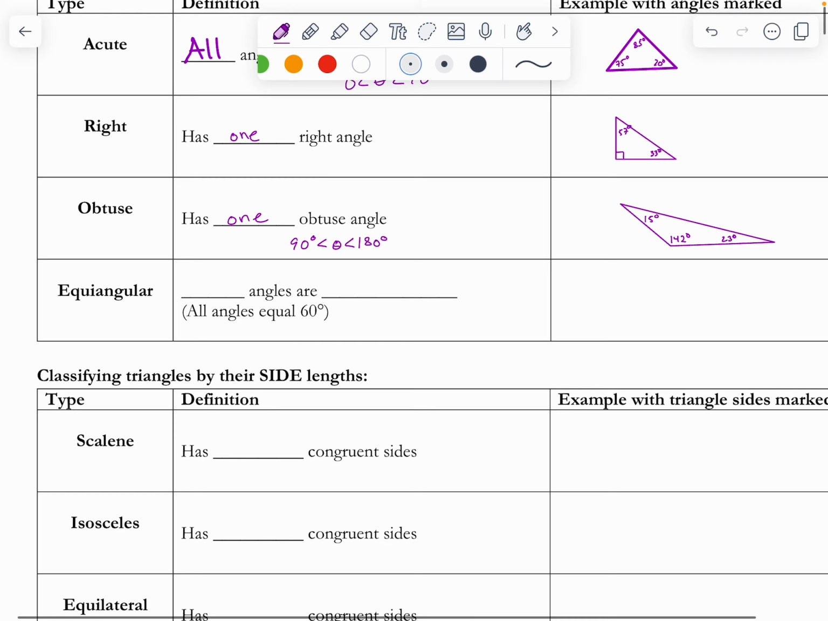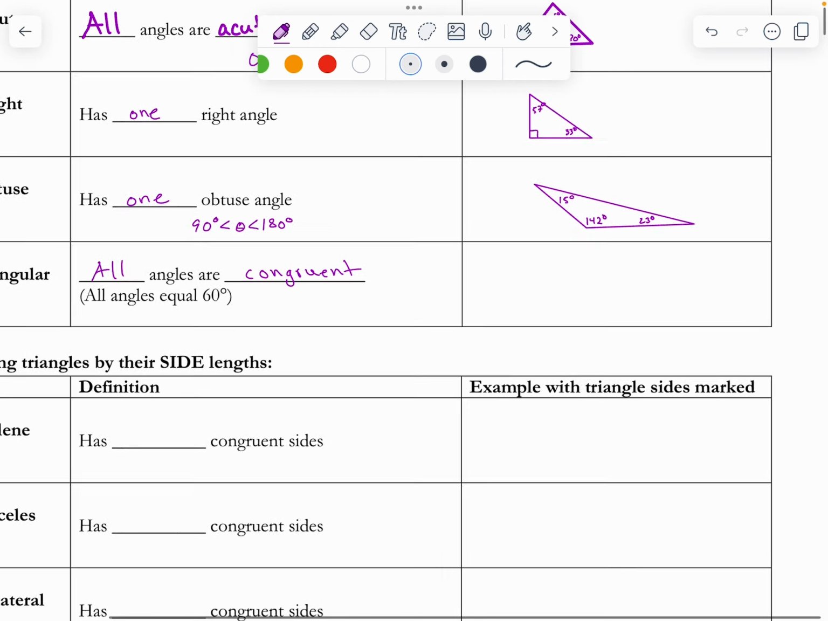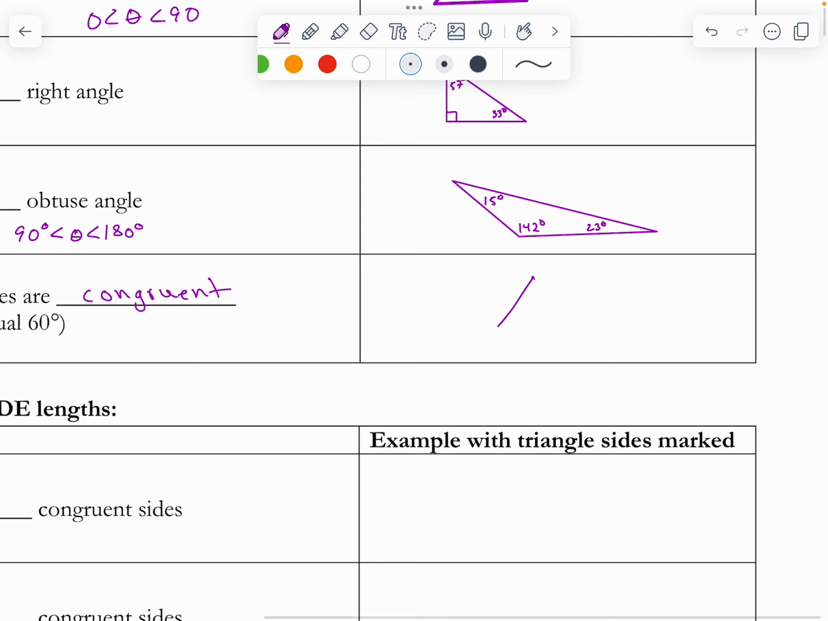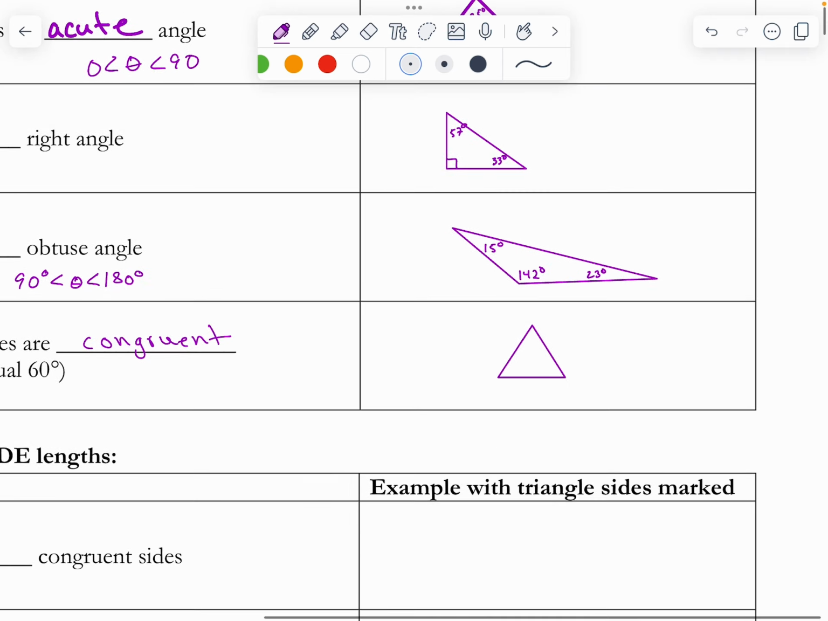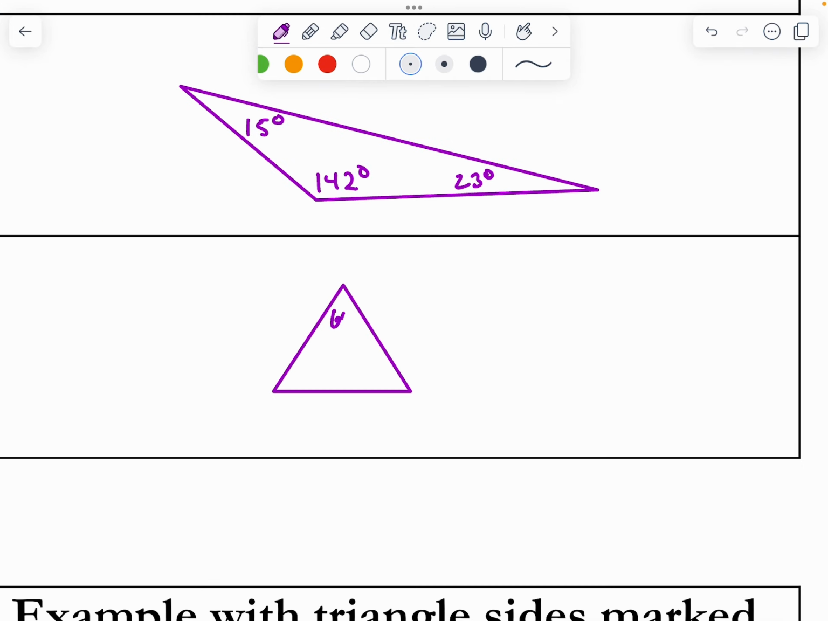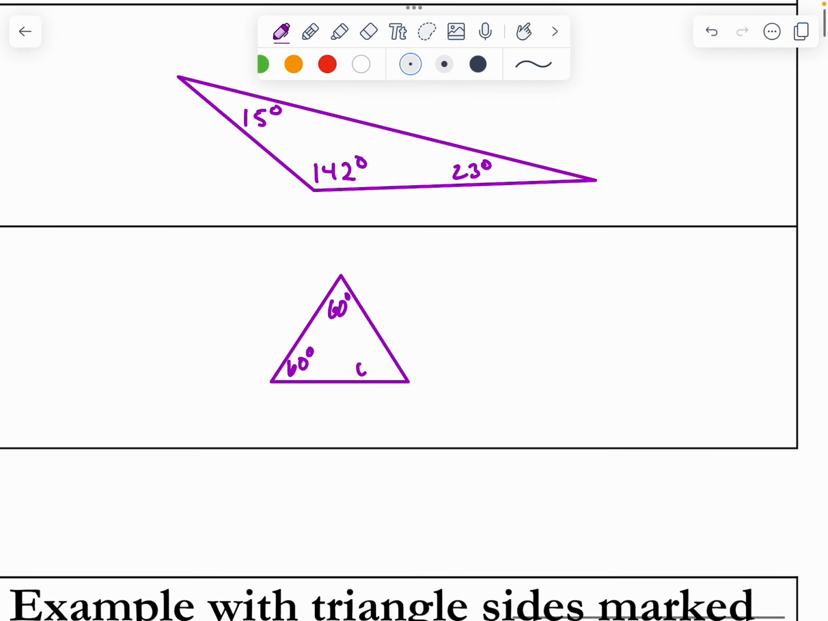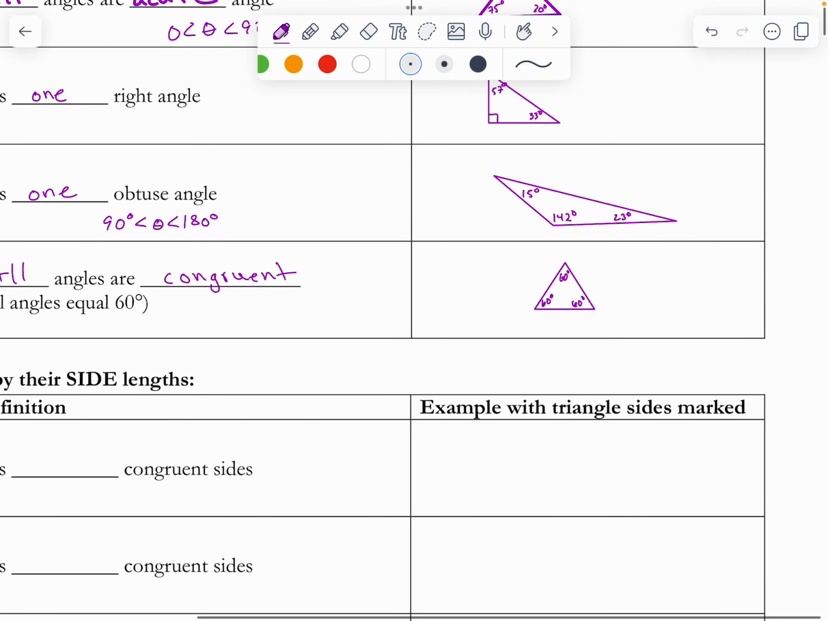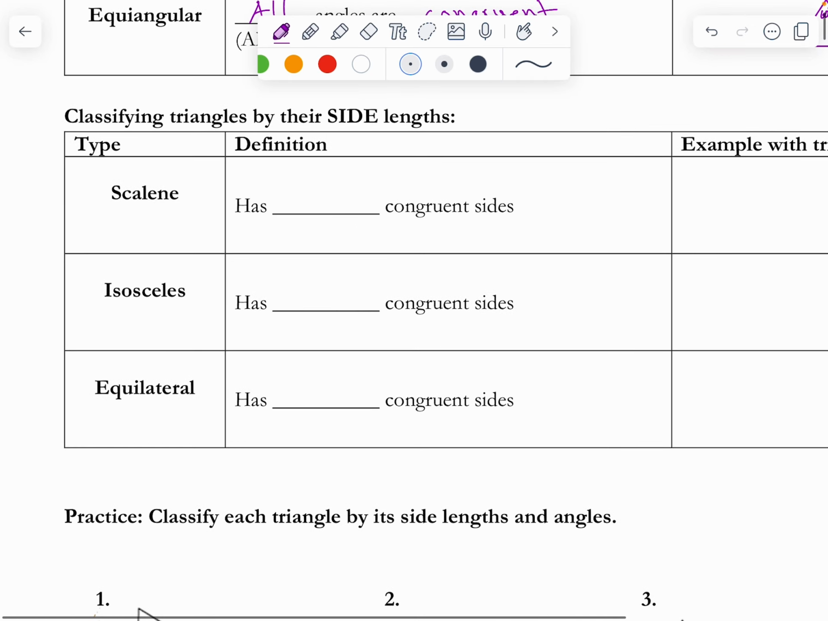And then an equiangular triangle is a triangle that has all angles that are congruent. Congruent, remember, just means all are going to be the same. And if we divided a triangle into three equal pieces, we would know that this would be 60, 60, and 60. So this is an equiangular triangle. It's the only way of having it. 60, 60, 60. All right. Now, that's classifying the triangles by its angles.